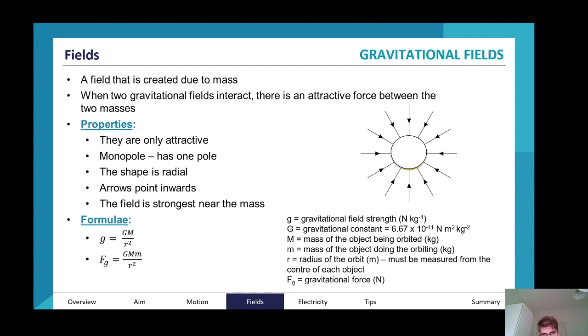So, let's take an example. There's a satellite. Let's assume this is Earth, and we have a satellite. Let's say the Moon. G represents the gravitational constant, the universal gravitational constant. It's 6.67 multiplied by 10 to the power of negative 11. M is the mass of the Earth. R square is the radius.